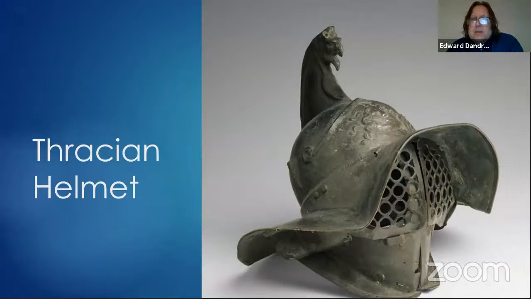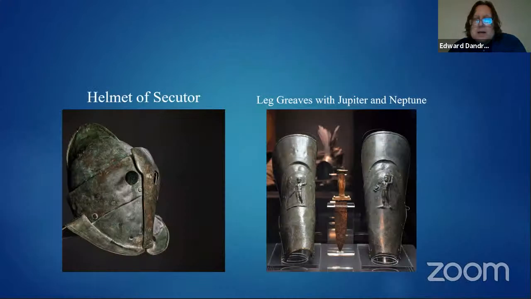The Thracian helmet is typically defined by having a griffin on top. It has a cage, yes, but it has that griffin on top. The helmet of the secutor, you can see here. This is a repaired helmet. You can see the plate over the other side. Normally it's hammered out to being a single piece of metal. And then greaves. Even the greaves were decorated.